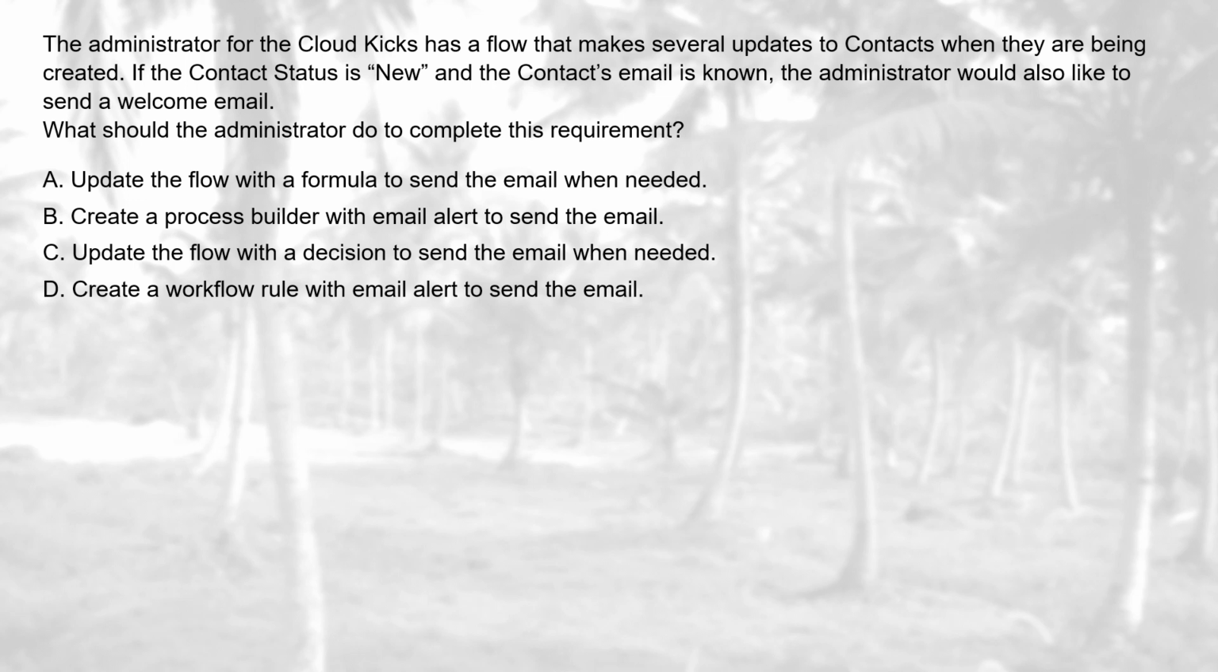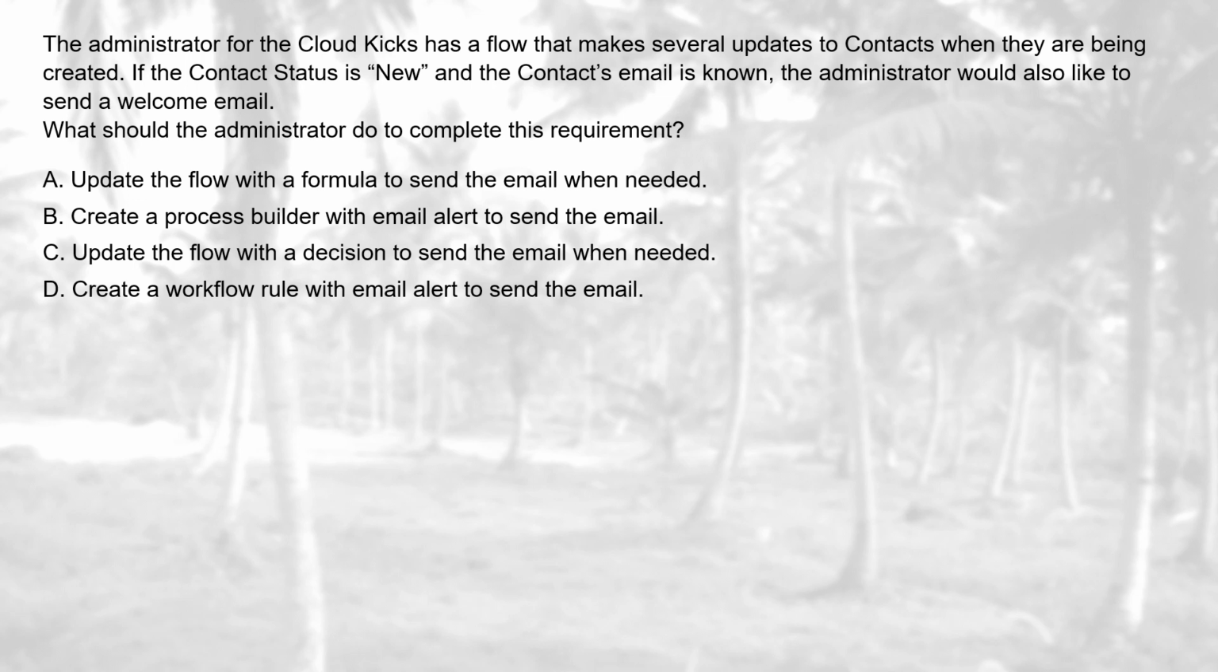Update the flow with a decision to send the email when needed. This sounds pretty good because there's a decision because it has to be new and the contact email is known. So that is a decision that the system can make, or the person who puts in the contact can click when they click new and put in the email. It will trigger the flow and an email will be sent. So that sounds pretty good.